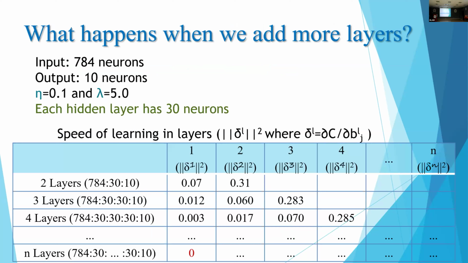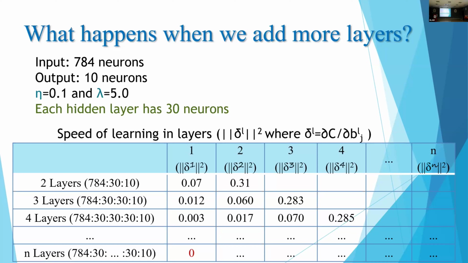Now if I add one more layer, we get 0.283, 0.060, 0.010, the rate of change of weight. Then if I keep on adding more and more layers, you see the rate of change is moving towards 0.